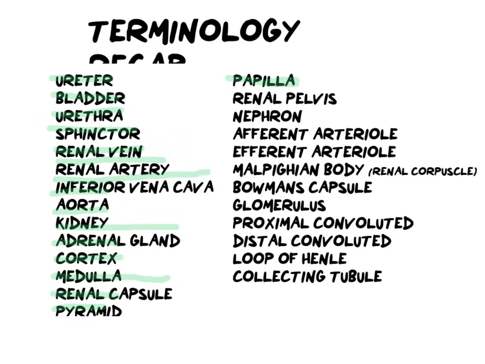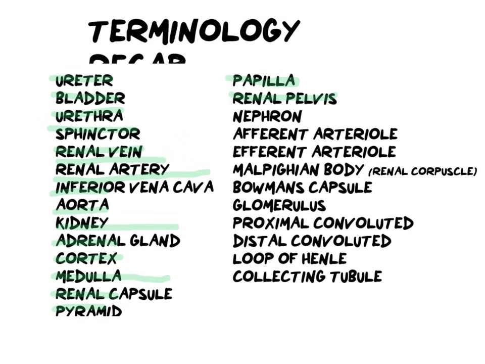The papilla are part of the pyramid. It's the bottom of the pyramid, and the papilla slowly drain into the calyx. The calyx then drains into this next terminology word, the renal pelvis. It's the hollow, empty part of the kidney where urine will collect and then go down the ureters.